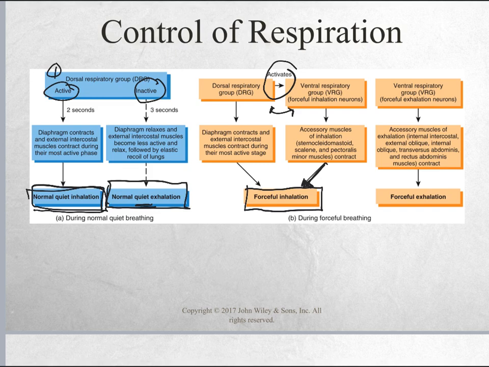Now that deals with exhalation. So that covered inhalation, now exhalation. Again, the DRG activates the VRG, and we get activation of our exhalation respiratory muscles, our internal intercostals, our external oblique, our transverse abdominis, our rectus abdominis, and our internal oblique muscles will all contract and will give us a forceful exhalation at their most active stage. So that is going to deal with our control of respiration.